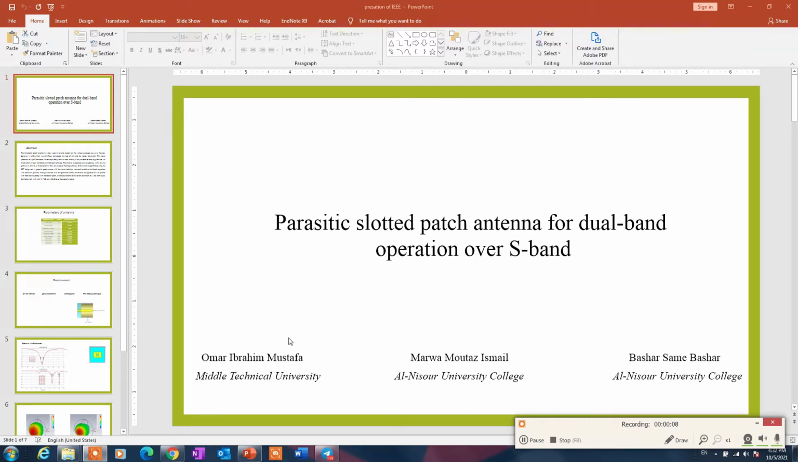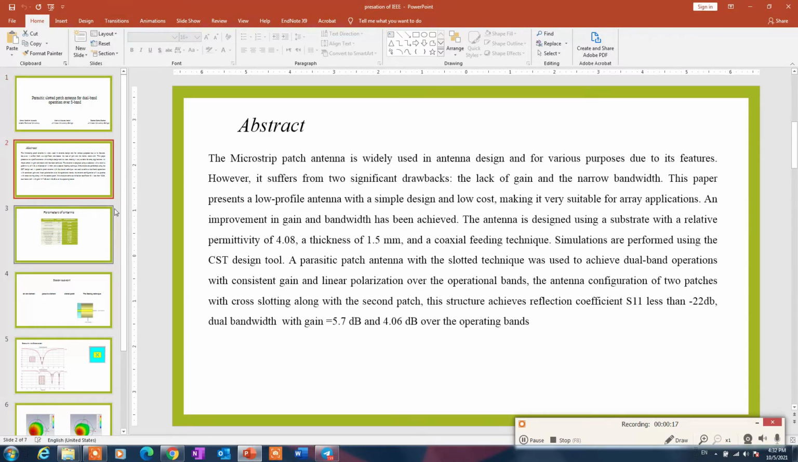The paper name is Parasitic Slotted Patch Antenna for Dual Band Operation over S-band. The abstract: the microstrip patch antenna is widely used in antenna design for various purposes due to its features. However, it suffers from two significant drawbacks. Number one, the lack of gain, and number two, the narrow bandwidth.